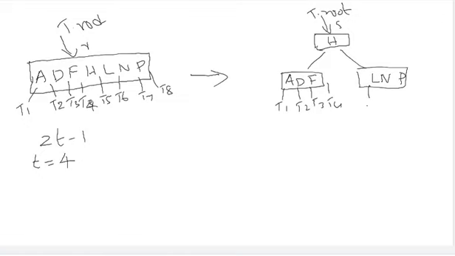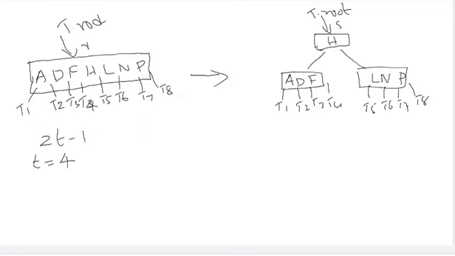A node is full when there are 2t minus 1 keys. So here I am saying that this is a full node with 7 keys, which means t is equal to 4.